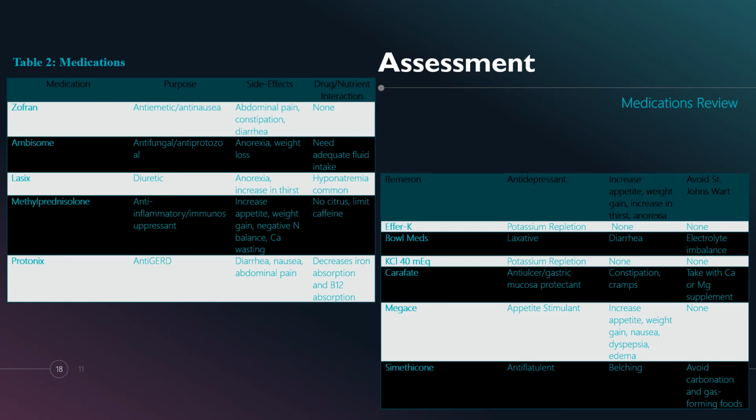Megace was the appetite stimulant that we ended up suggesting for MTL to increase her appetite. So, of course, some side effects include increased appetite, weight gain, nausea, edema, things of that nature. There are no known drug-nutrient interactions with this medication. And then simethicone, which is an anti-flatulent, can cause belching. And just the suggestion here is to avoid carbonation and gas-forming foods. And I think I missed one up top there. That's Remeron. It's an antidepressant. However, I included it because it can act as an appetite stimulant. So one of the side effects is increased appetite, weight gain, an increase in thirst, and also anorexia. And when taking Remeron, you are supposed to avoid St. John's wort.